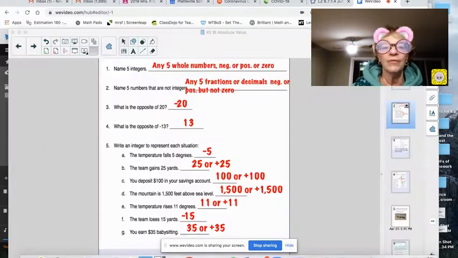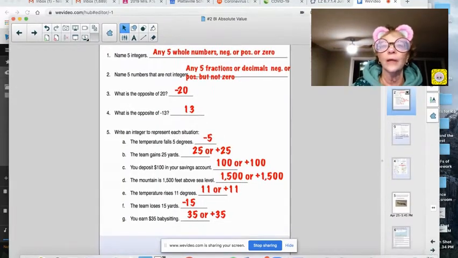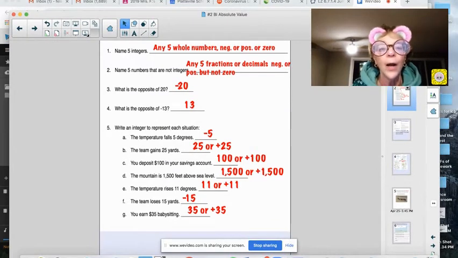Well, today, what we've got going on is we're going to do a lesson on something called absolute value. And I think this is going to be completely new for everybody.